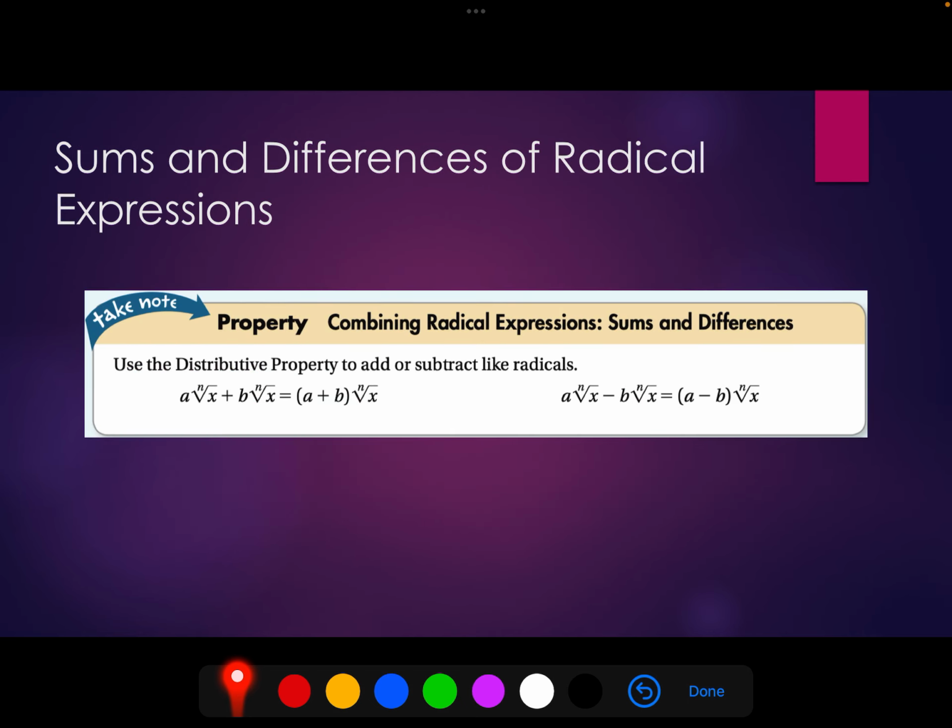And here's just the last page kind of summed up into a couple of rules. So if we have a times some root x plus b times that same root x, well, we can just add the two coefficients together and leave the index, radical, and radicand the same. And the same goes for subtraction, right? We can just subtract those coefficients.